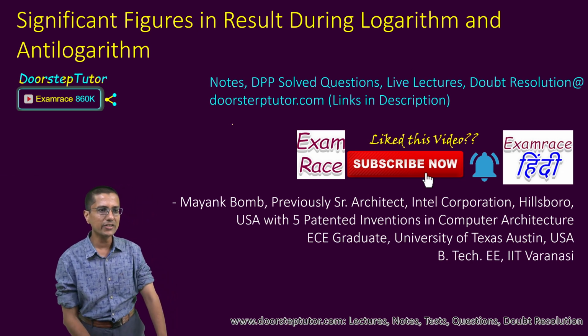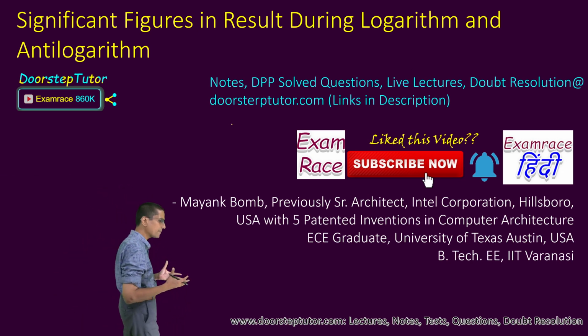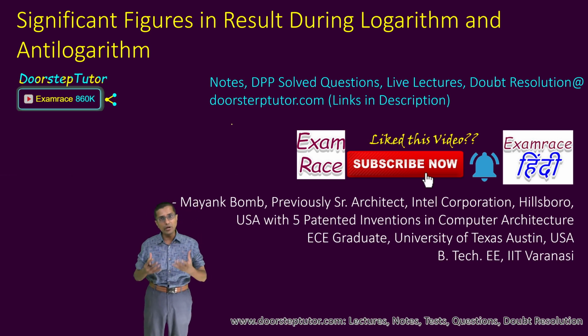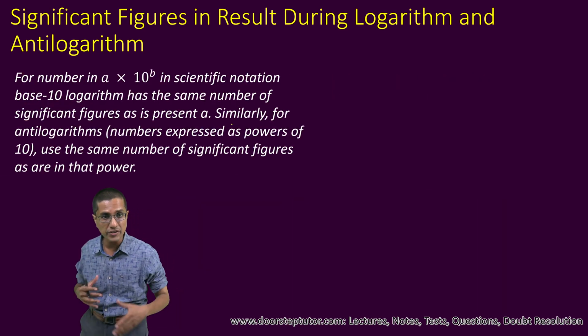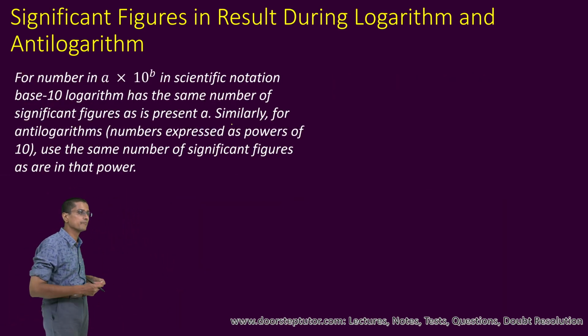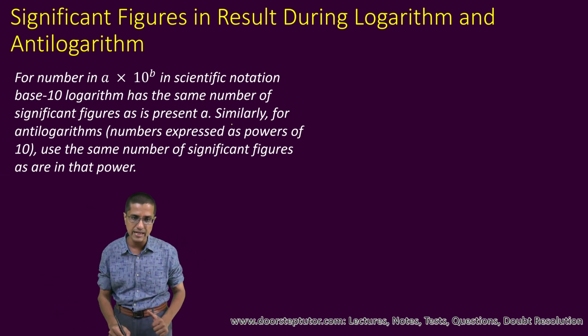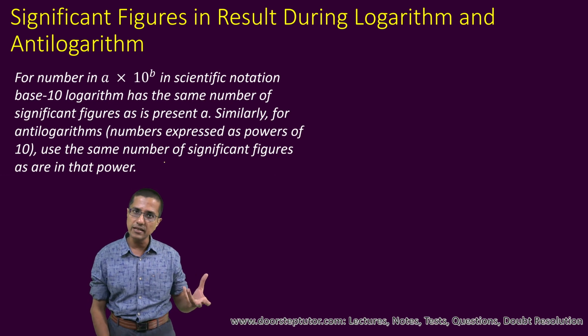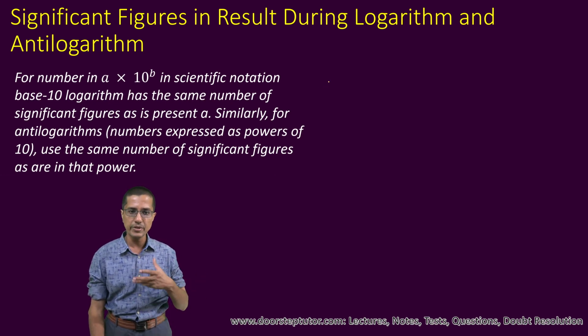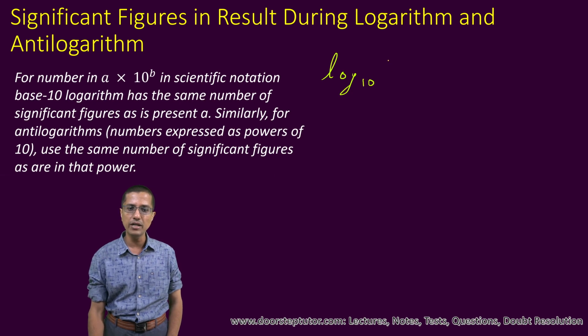So we have already understood what happens to significant figures when we do addition, multiplication, subtraction, and division. Now, another common operation that we do is logarithm and anti-logarithm. Those are commonly used in engineering to do complex calculations, and thus we need to find out what happens to the significant figures when I'm doing log base 10 of a number.